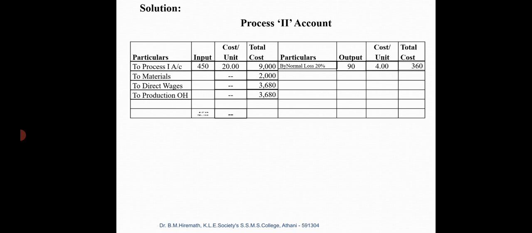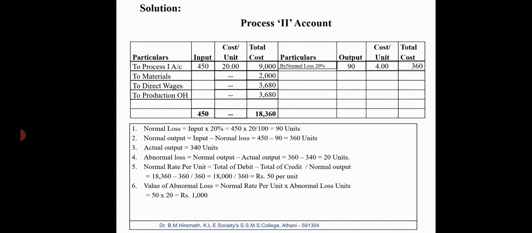Then get the total of debit side. Then let us have some calculations. First one, normal loss. I have already entered this, but for calculation it is 20% of input in process 2 account. So input is 450 units into 20 upon 100 is equal to 90 units.